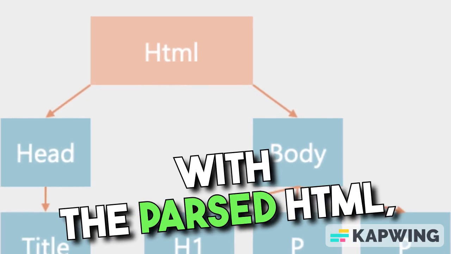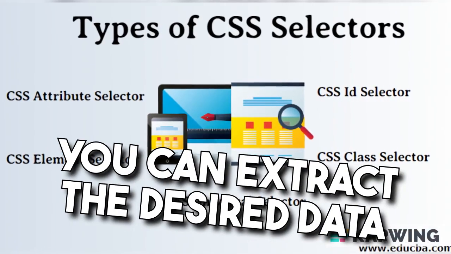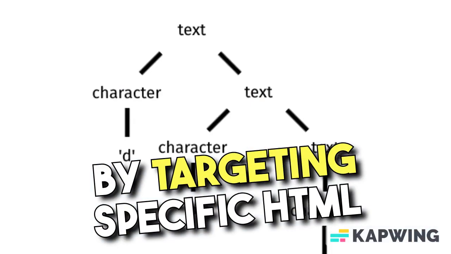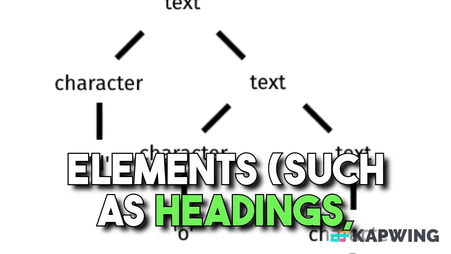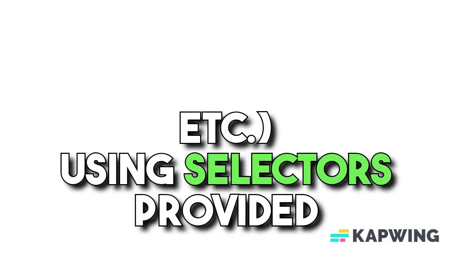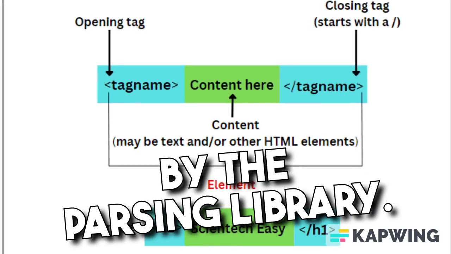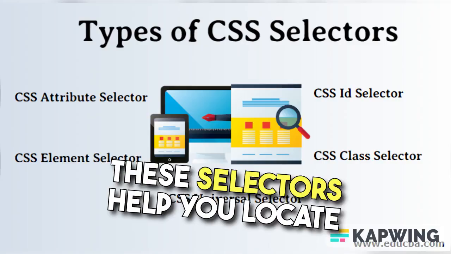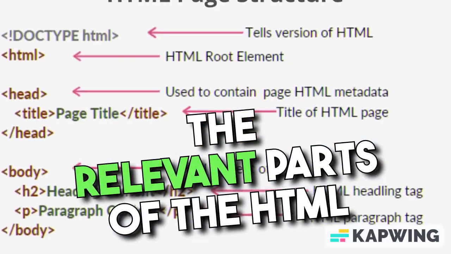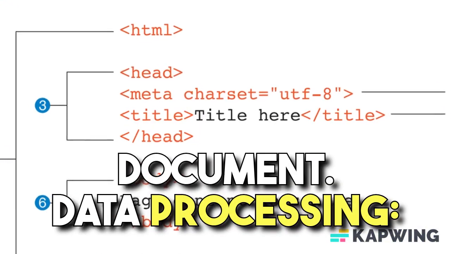Extracting data. With the parsed HTML, you can extract the desired data by targeting specific HTML elements, such as headings, paragraphs, tables, etc., using selectors provided by the parsing library. These selectors help you locate the relevant parts of the HTML document.